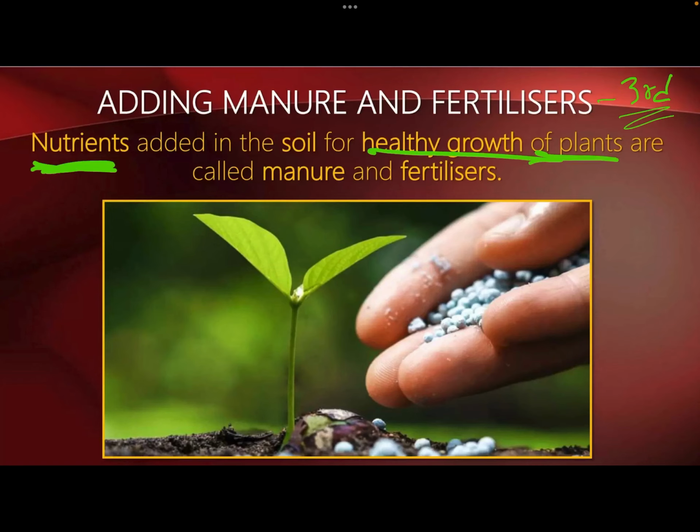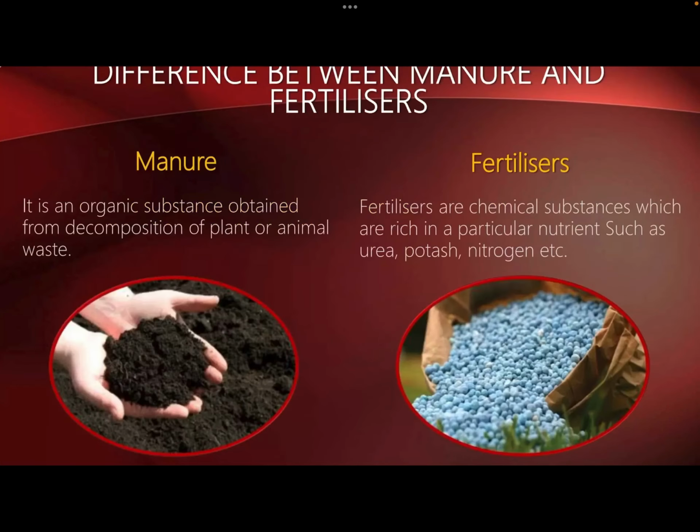Now these are known as manure and fertilizers. Now what is the difference between a manure and a fertilizer? A manure is the organic substance which is added to the soil, which is made from decomposition, and fertilizers are chemical substances that are made in factories. So manures we can make at home as well, but fertilizers need to be made at factories.